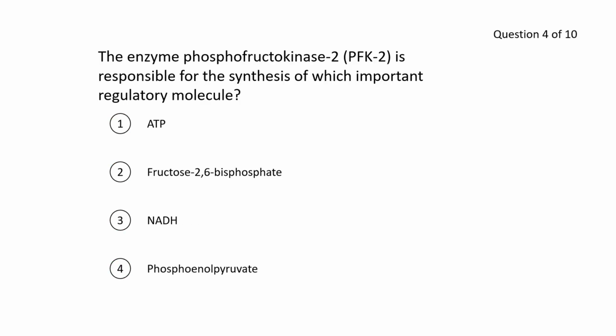Question 4. The enzyme phosphofructokinase 2 is responsible for the synthesis of which important regulatory molecule? We've talked about this in the regulation chapter. Phosphofructokinase 2 basically adds a phosphate group to fructose 6-phosphate, and you get fructose 2,6-bisphosphate, and this regulates PFK1. So it's not NADH or ATP. That wouldn't make sense. This is a kinase we're talking about. It's not phosphoenolpyruvate as well. That's way downstream. It's in the 9th reaction. So it's fructose 2,6-bisphosphate. The answer is 2.